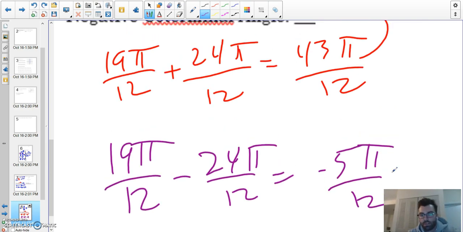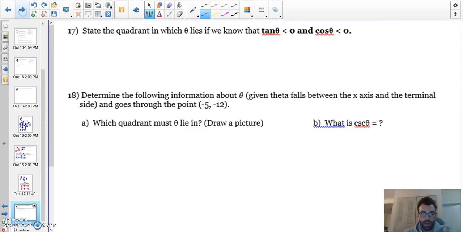Remember, you have multiple answers for this. All right, here's my positive. Here's my negative. Okay, you could add 24 again and get another positive. I could subtract 24 one time and get another negative. All right, that's 16 in the books. 17. Boom. We are rocking.